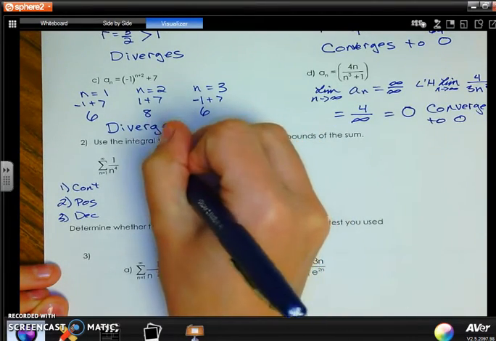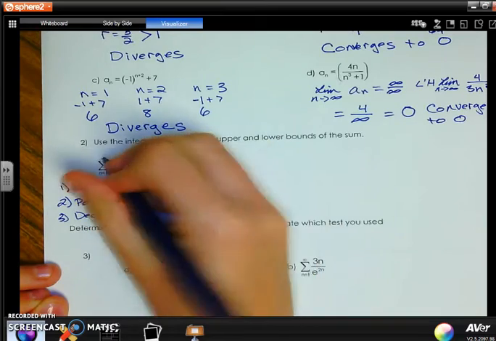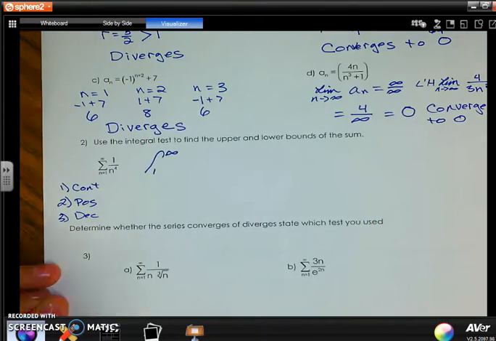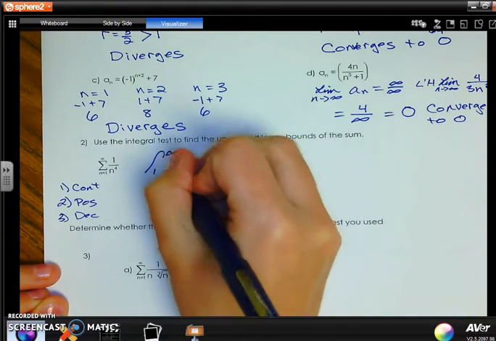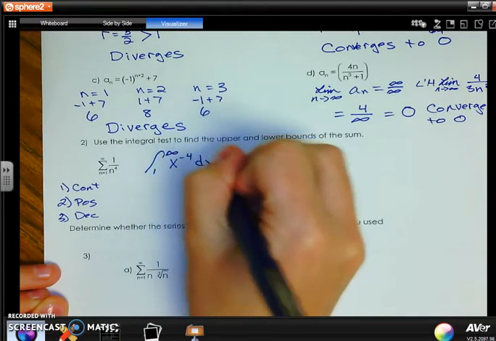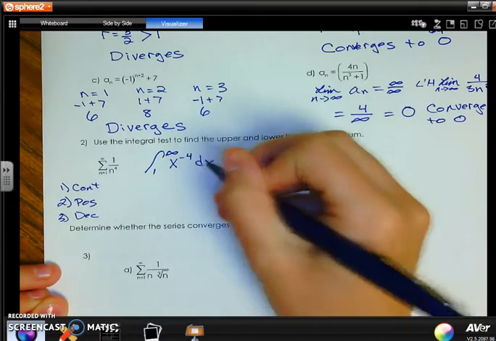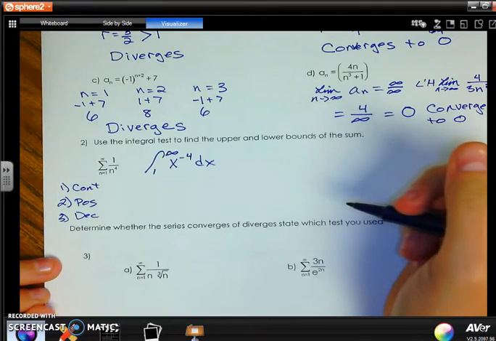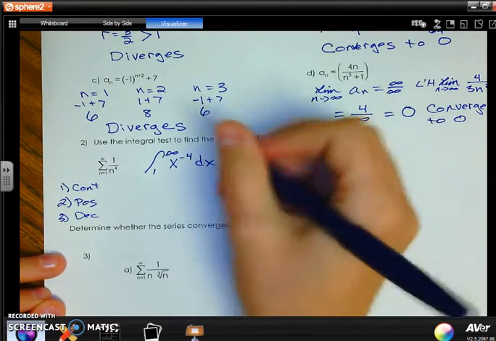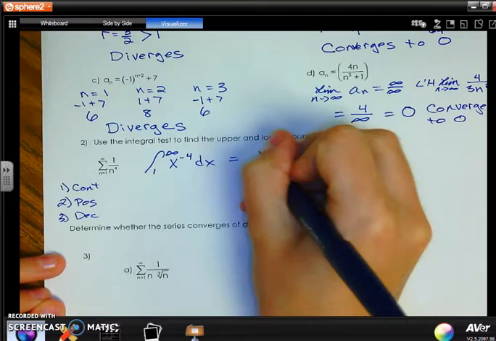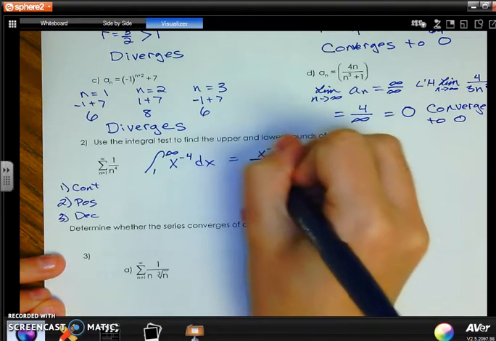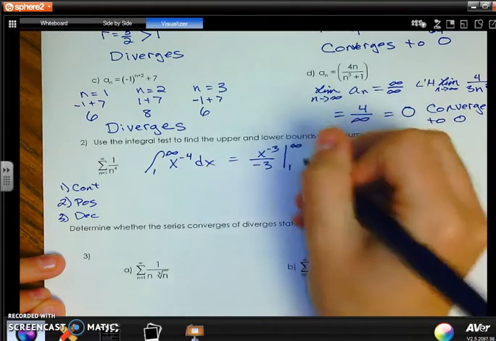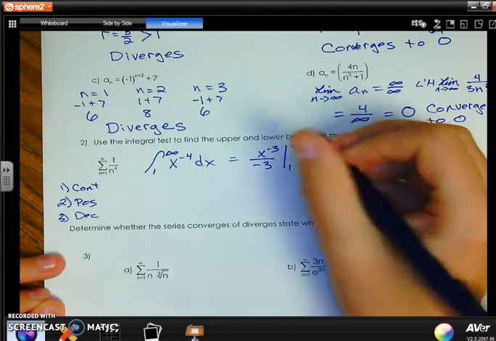And the integral test says, I'm going to take the integral from 1 to infinity of that, and instead of writing it as 1 over x to the 4th, I'm going to write it as x to the negative 4th dx. I just switched it from n's to x's because I'm integrating with respect to x. And once I do that, you can integrate that: add 1 to the exponent, divide by that number, and I'm integrating that from 1 to infinity. All right, and I'm just going to rewrite that, so that's the same.